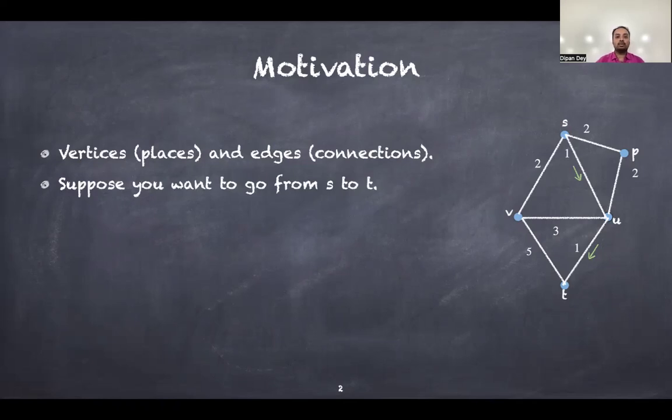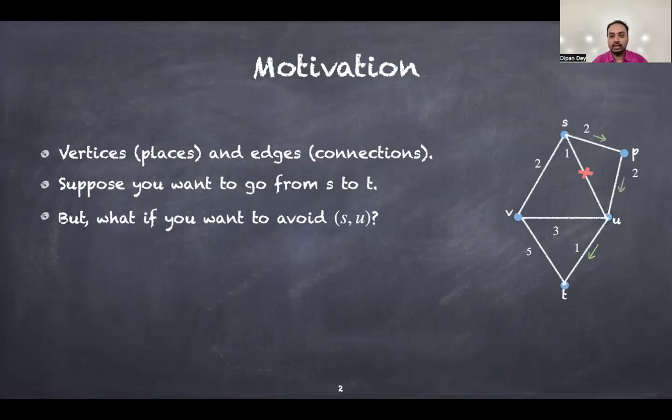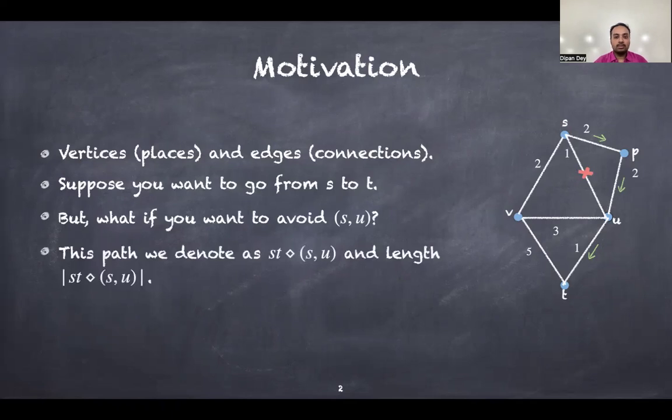Now, as we are representing real life networks, there are often conflicts in them. Due to such a conflict, you may want to avoid certain edges. Suppose you want to avoid the edge s to u. In that case, the shortest path will change, and the new shortest path will be s to p, then p to u, and then u to t. This new shortest path is represented by the notation s to t after avoiding the edge su, and its length is the modulus of the value s to t after avoiding su.